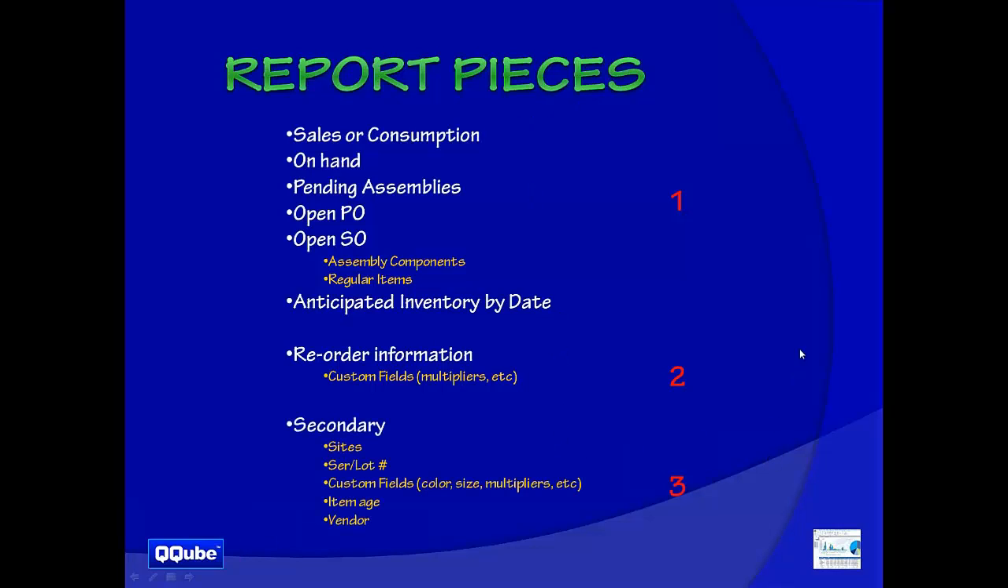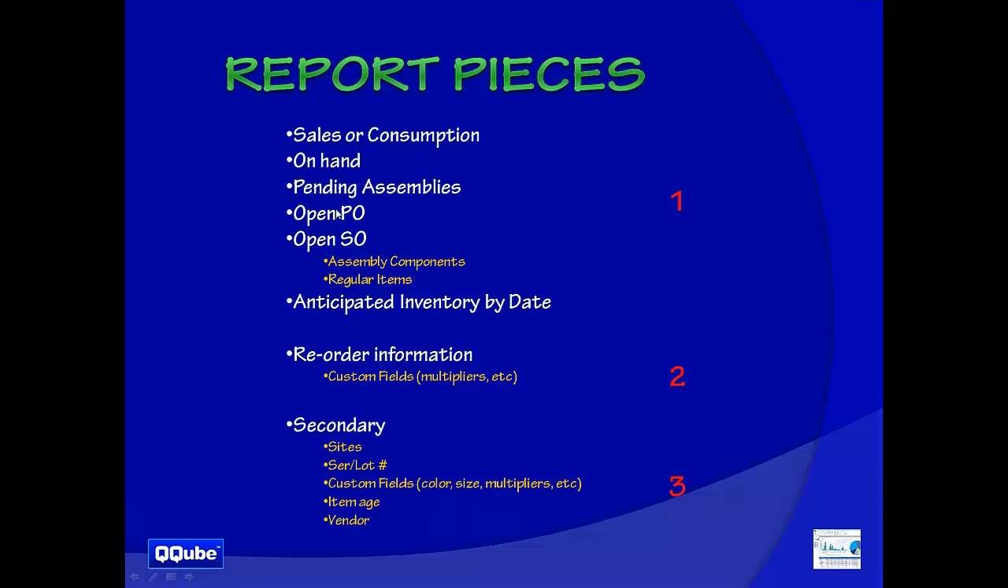And then, of course, secondary, the ability just to manipulate your data in a lot of ways. You may want to look at it by serial or lot number, maybe the age of an item. I'm going to discuss that a little bit. Even by vendor, and you're going to see what limitation QuickBooks gives us on that one. That is a difficult one, as you'll see. So those are the three different types.